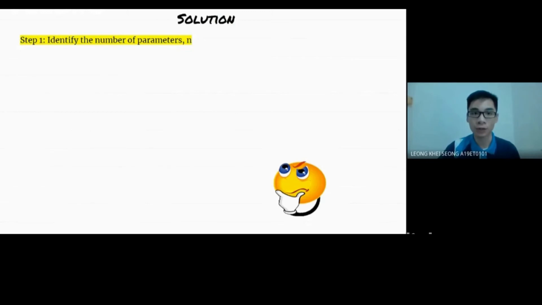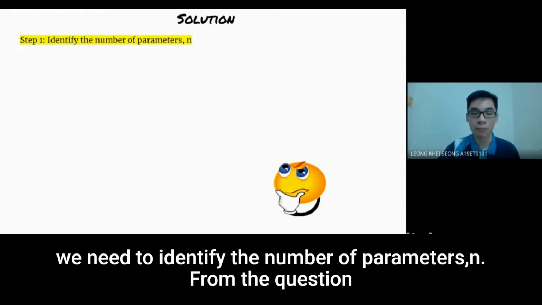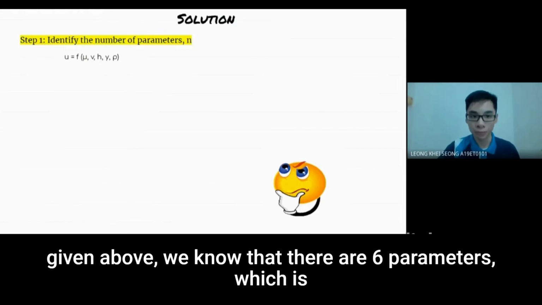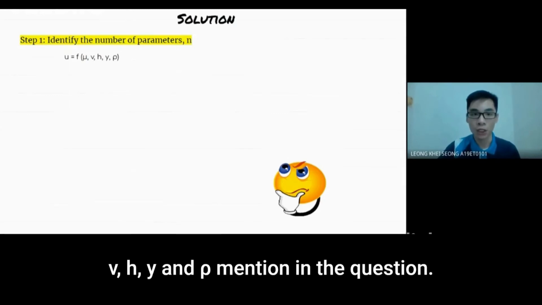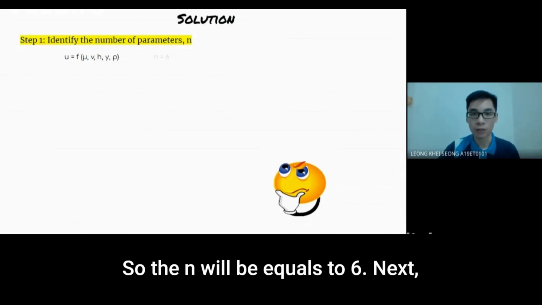Step 1, we need to identify the number of parameters n. From the question given above, we know that there are 6 parameters, which are u, mu, V, h, y, and rho mentioned in the question. So n will be equal to 6.